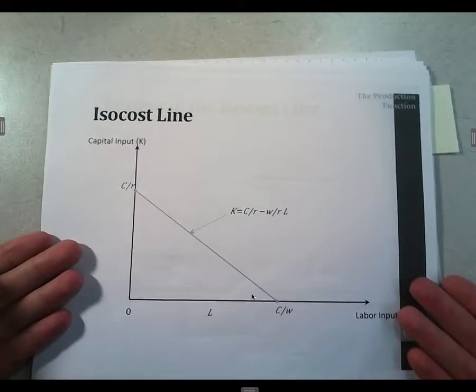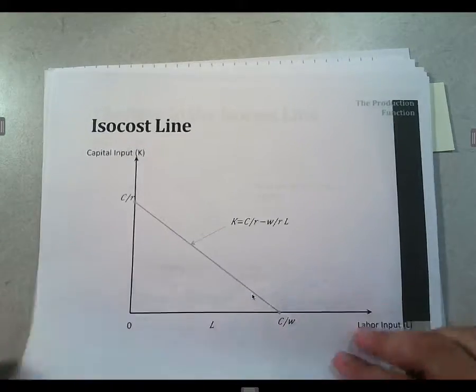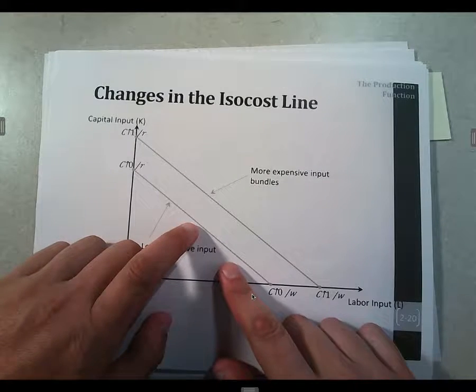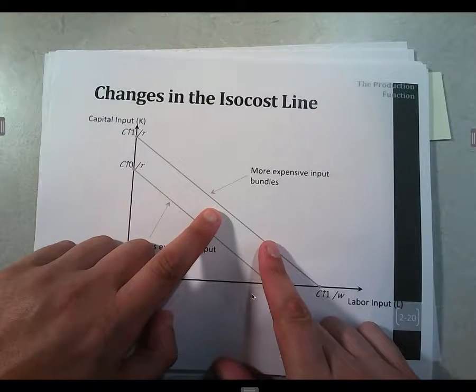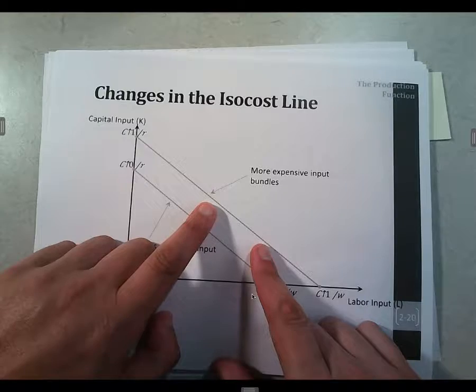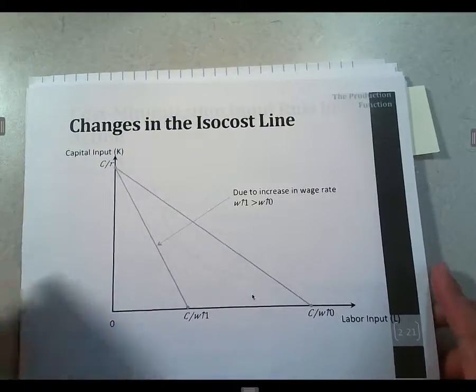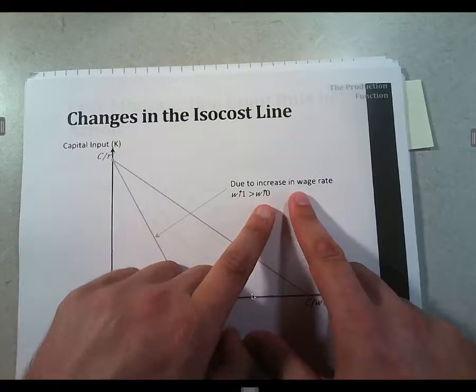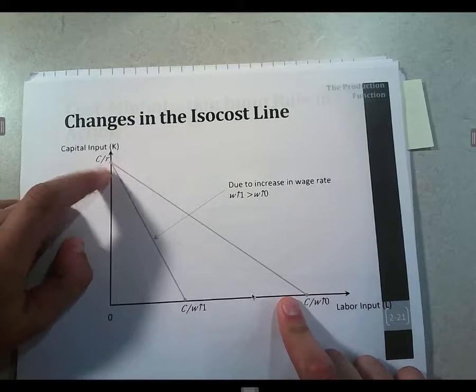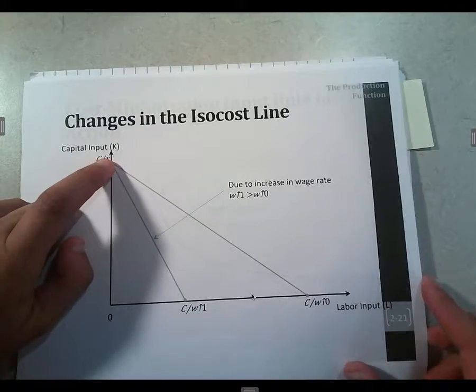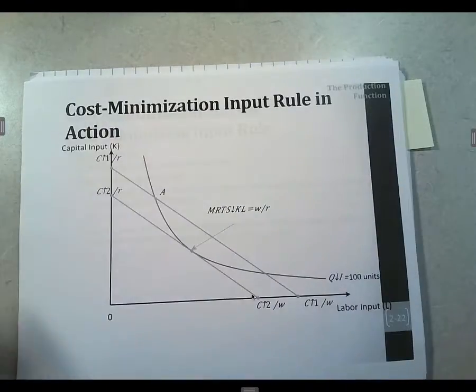So here's my ISO cost line, which I've already drawn. Here, the budget is going up, so I'm shifting it outwards, parallel shifting it outwards if my total budget goes up but the prices are not changing. And then obviously I could change the price of the inputs. If there was an increase in the wage rate, it will pivot inwards from the same capital intercept here. And there we go.